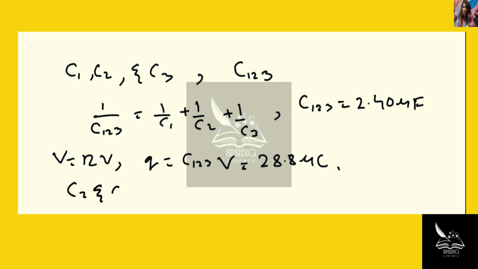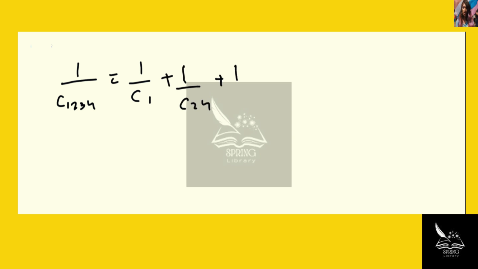C2 and C4 are in parallel and are thus effectively equivalent to C24, which gives us 12 microfarad. Similarly to the previous computation, we use the equivalent capacitance C1234, where 1 over C1234 is equal to 1 over C1 plus 1 over C24 plus 1 over C3. This gives us equivalent capacitance C1234 equal to 3 microfarad.